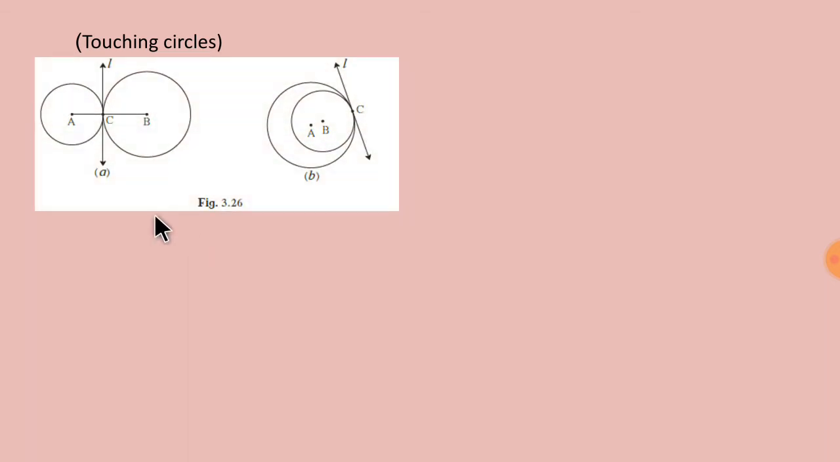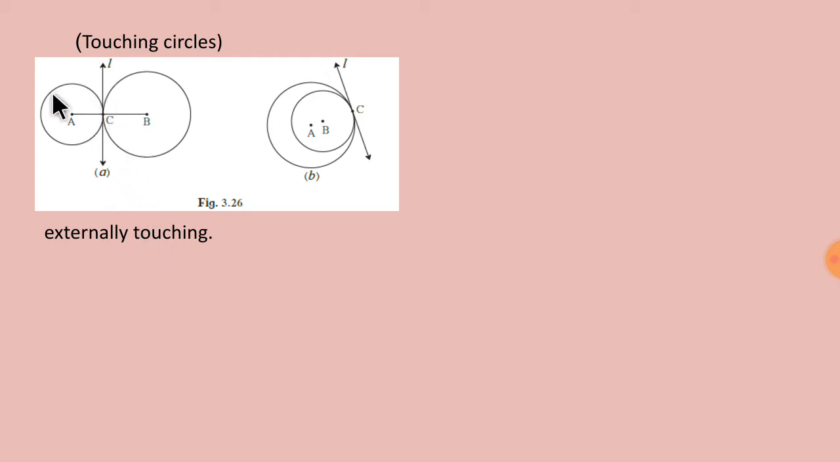Touching circles. In this diagram we have given two type of touching circles. First, this is a small circle with center A, and this is second large circle with center B. Both circles touch each other at point C, and line L is a common tangent of these two circles. Circles which touch externally each other is called externally touching circles. Means these are externally touching circles.